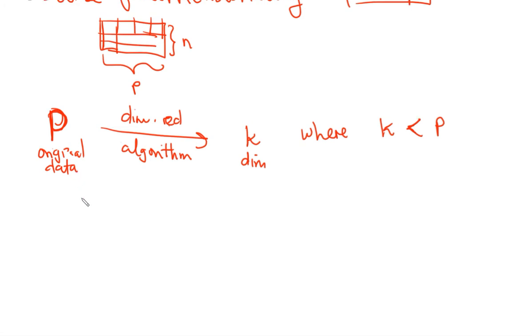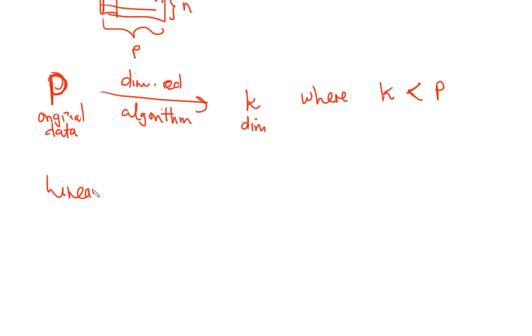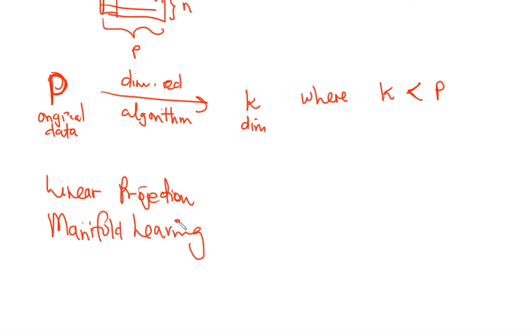Dimension reduction is composed of linear projection algorithms and manifold algorithms, or manifold learning. With linear projection, we linearly project data from a high dimensional space to a low dimensional space. It includes techniques such as PCA, principal component analysis, singular value decomposition, and random projection.